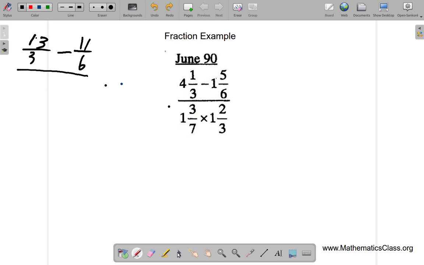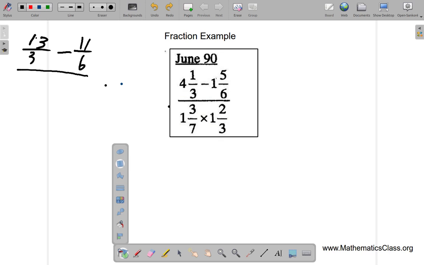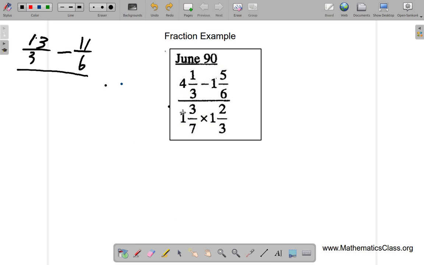And I don't want to mix up the question with the working that I'm doing, so let me just put the question in a box by itself. Alright, all over 1 3/7, 7 1s is 7, 7 plus 3 is 10, so that's 10 over 7 multiplied by 3 1s 3, 3 plus 2 is 5, 5 over 3, right?